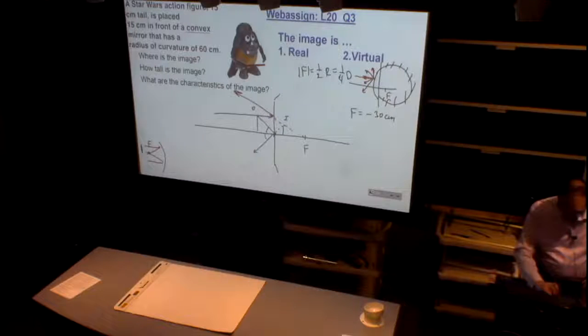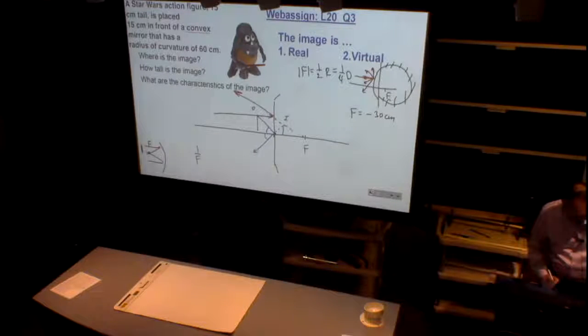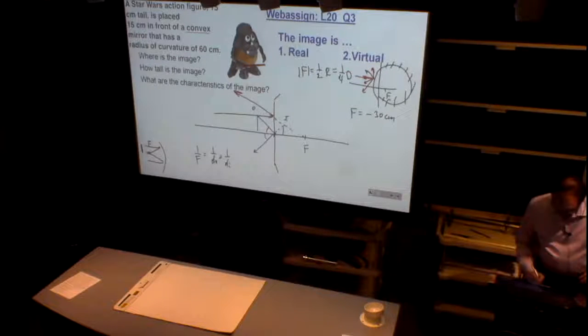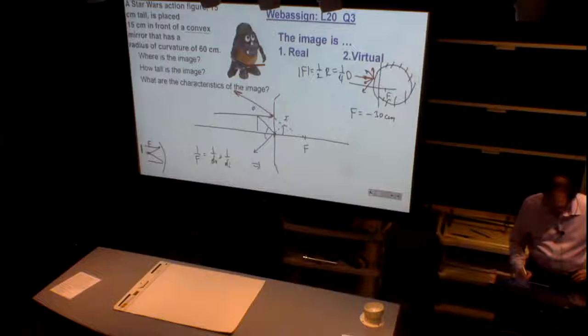Now, what can we do? Just write an equation: 1 over F equals 1 over DO plus 1 over DI. And use this equation: negative 1 over 30 equals 1 over 15 plus 1 over DI.